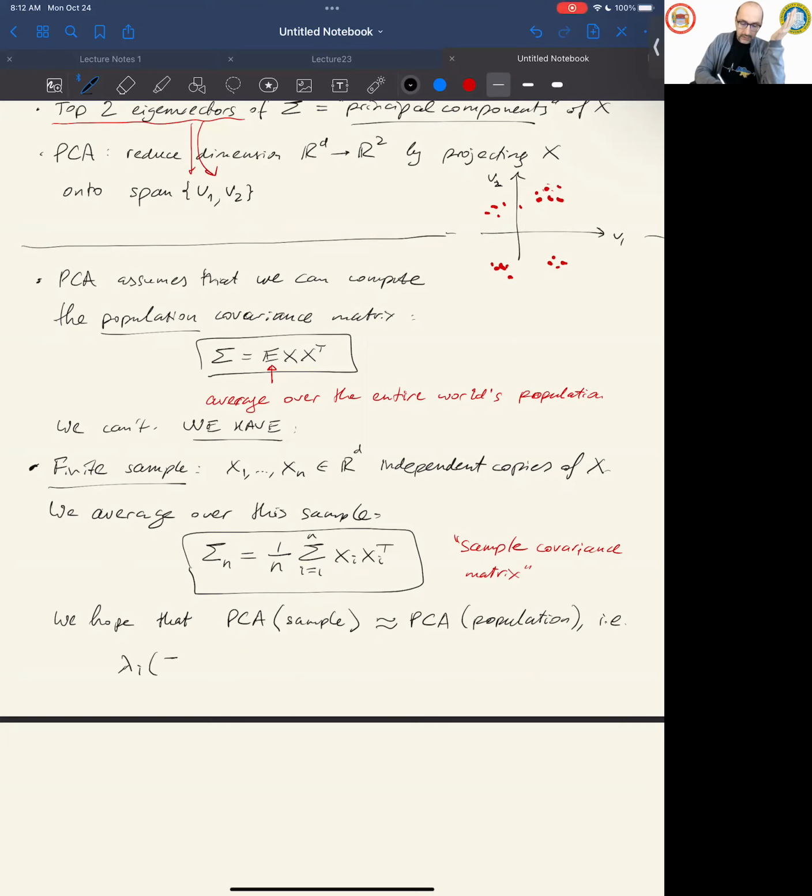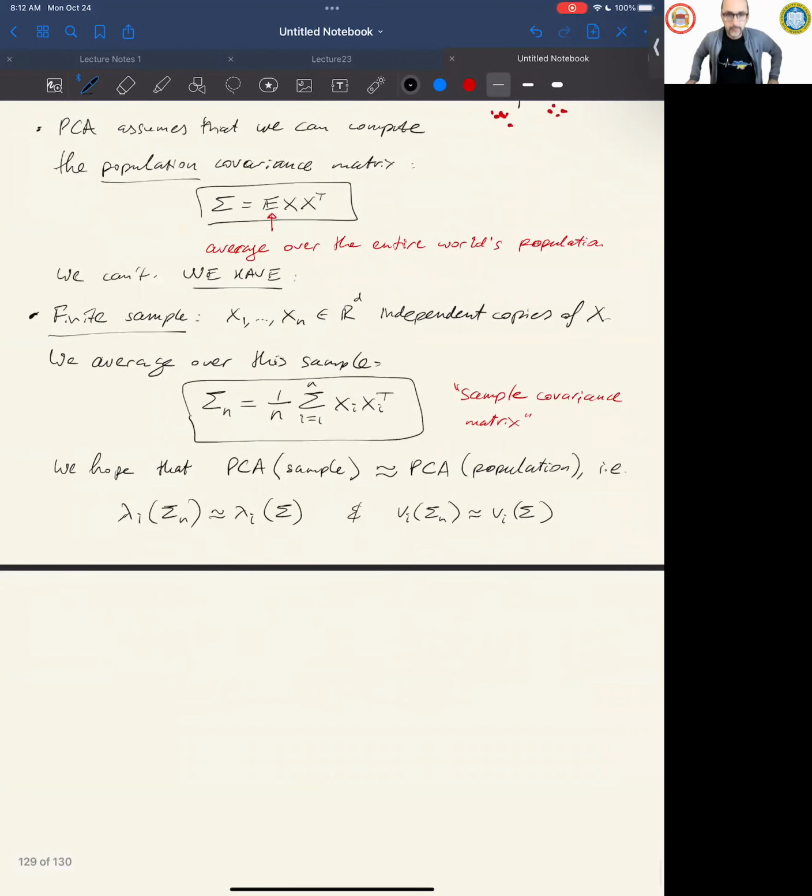Which means that the eigenvalues will be about the same, because we need to know which ones are the top ones. So we need to know the eigenvalues, and the eigenvectors will also be approximately the same. Vi of sigma. Okay, not a big surprise to you, right?